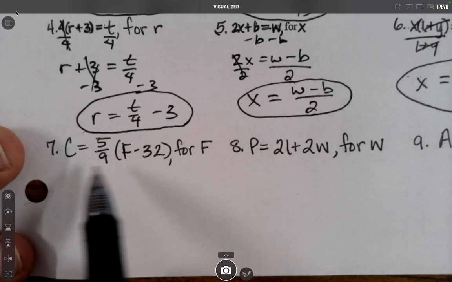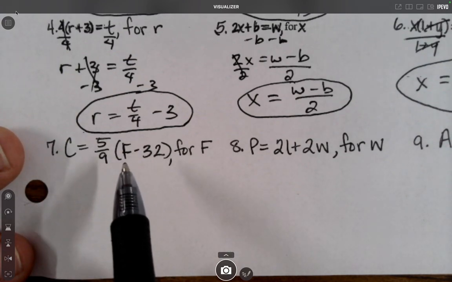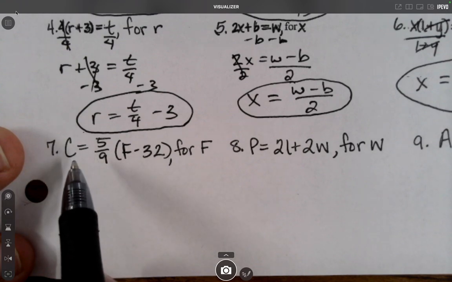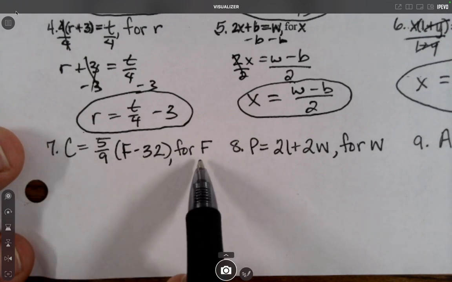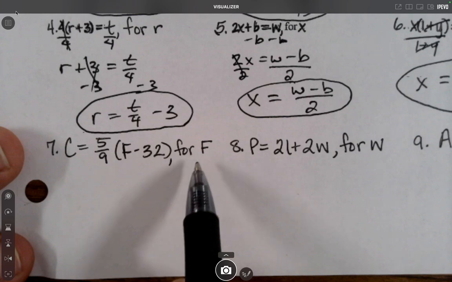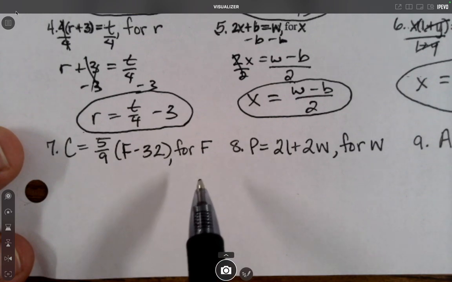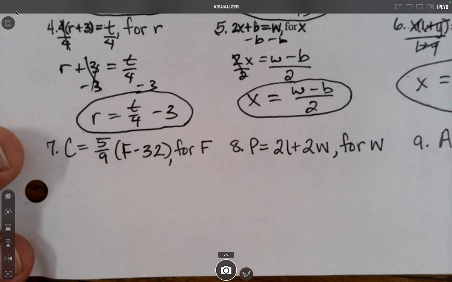So this is a great form for the equation if you have Fahrenheit and are trying to find Celsius. So we're going to rewrite it so that f is by itself, because that'll make it easy to start with Celsius and get Fahrenheit.